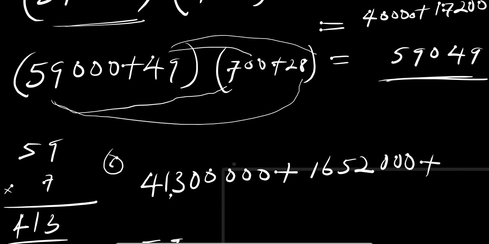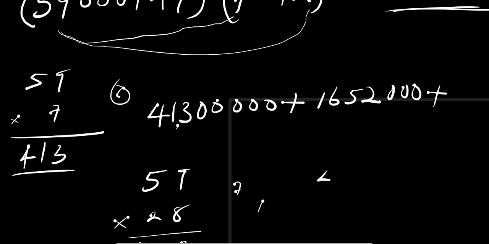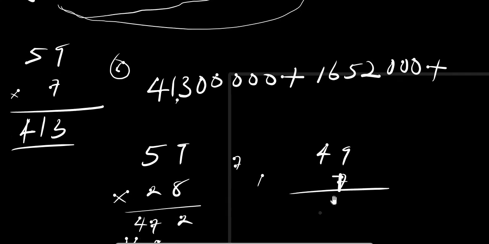Plus. The next thing will be 49 times 700. So let's have here 49 times 7. We are going to add the zeros later. So we have 7 times 9. 7 times 9 is 63. 3 and carry over 6, right? 7 times 4, 28. 28 plus 6 is 34. Have you seen it? So you have 343.